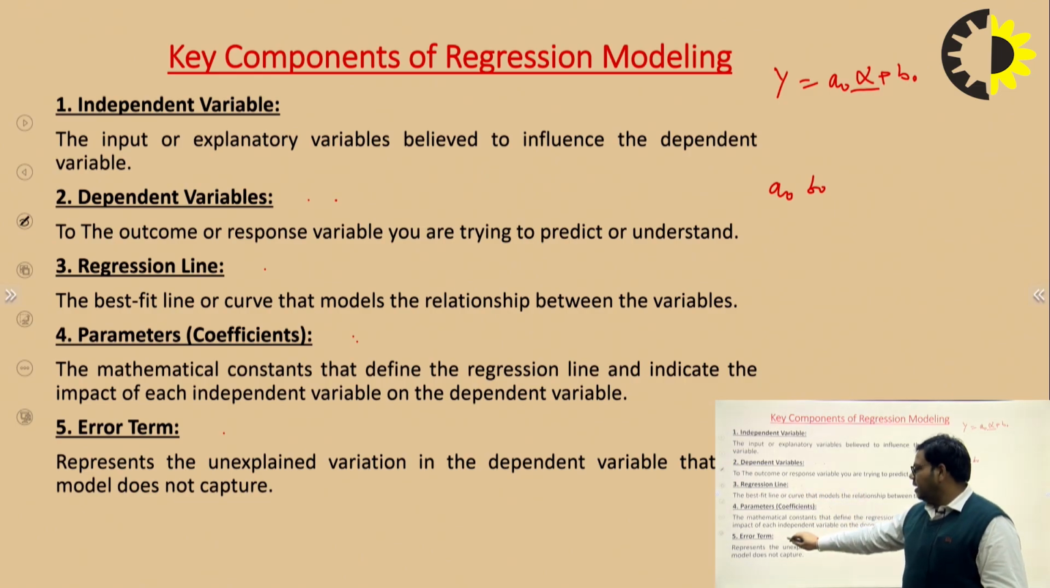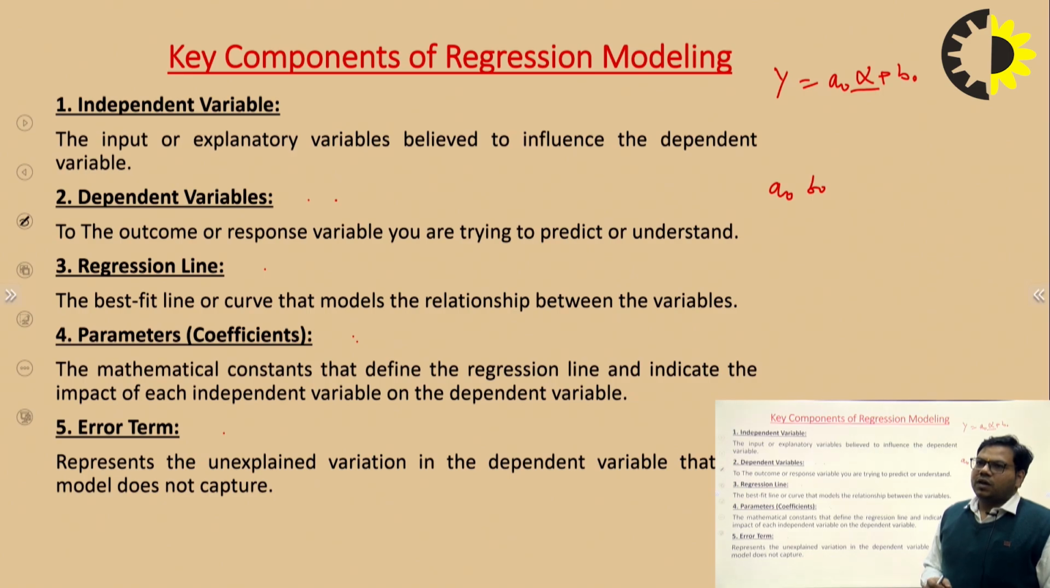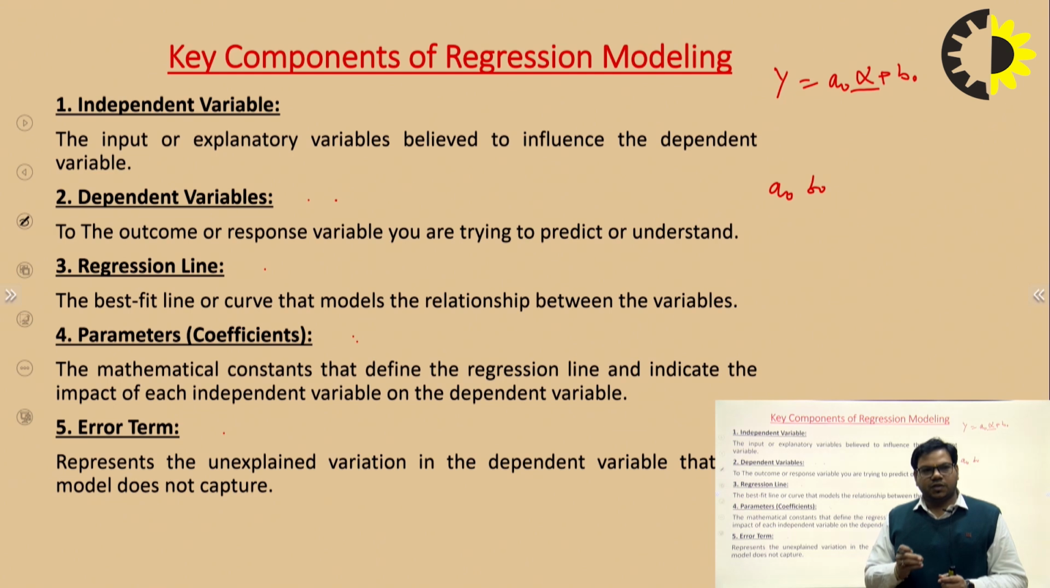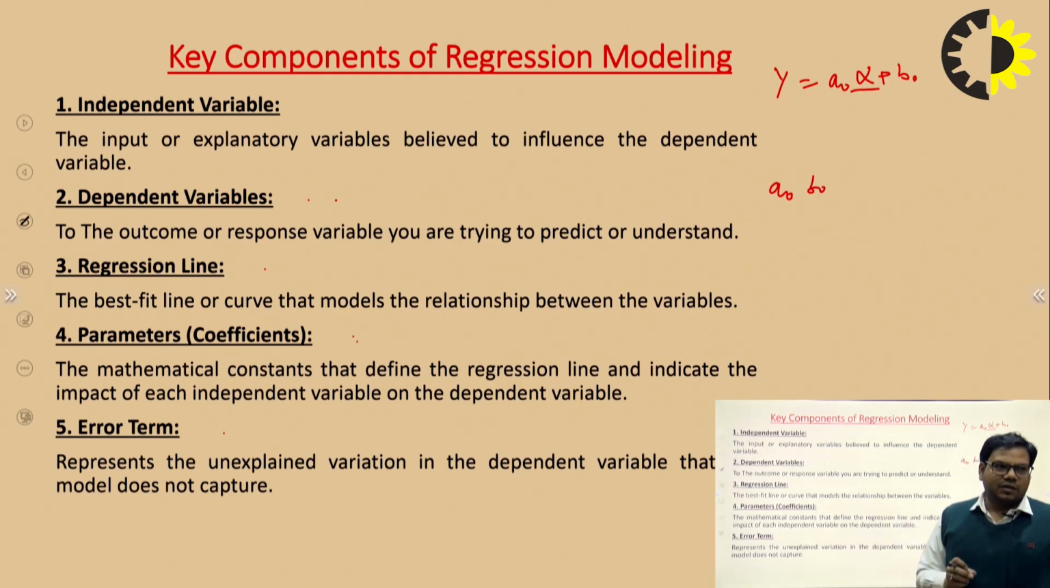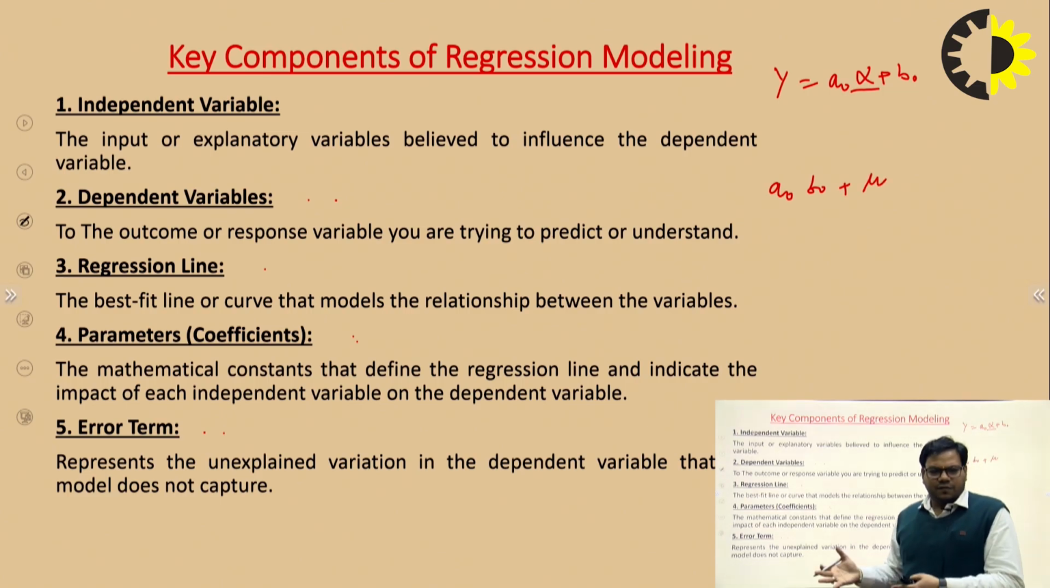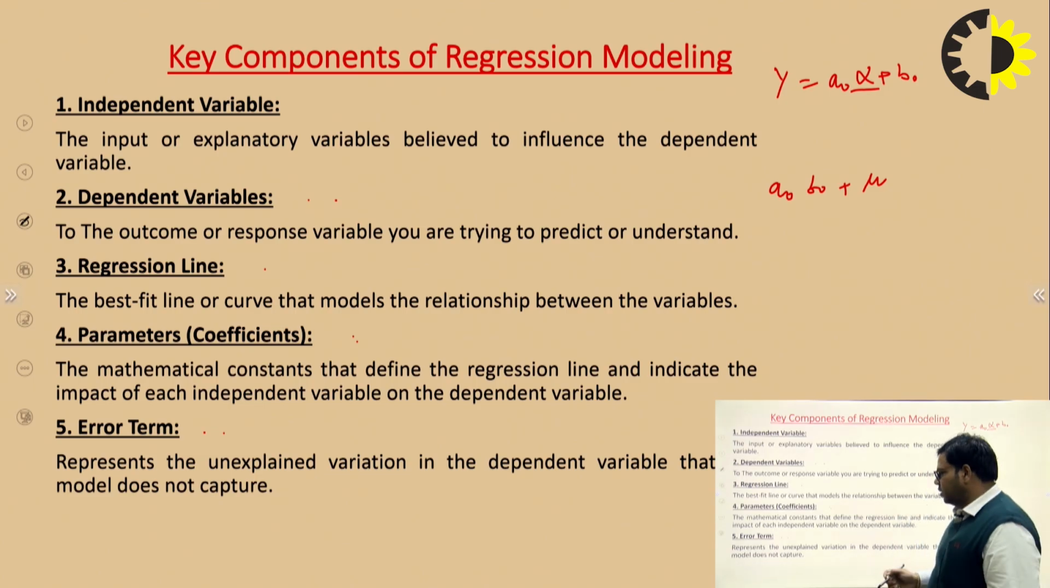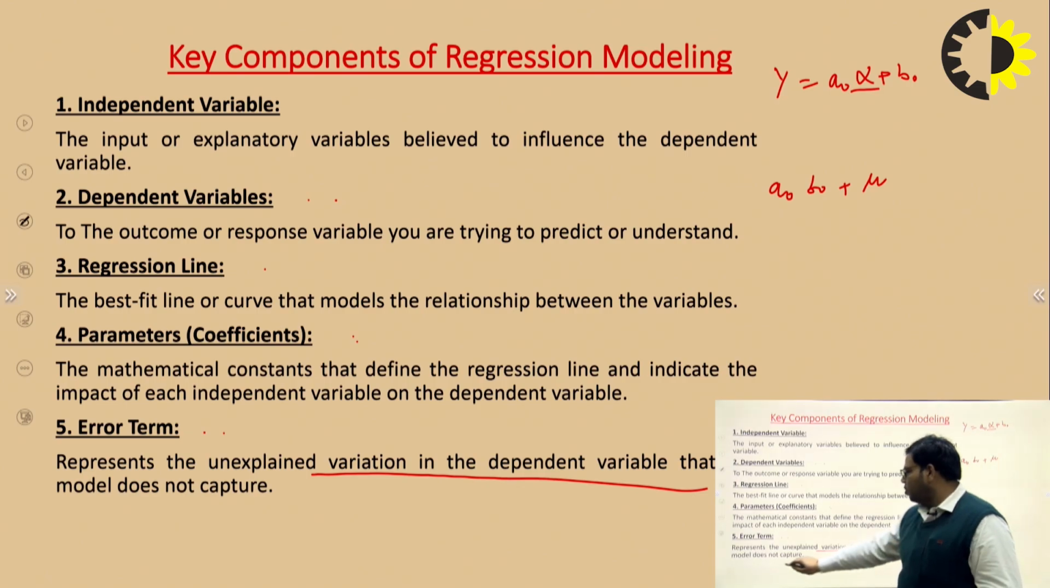And the last is the error term. If we make a mathematical model on the basis of the inputs, and on that basis predict new values, there could be some minor errors, which can be represented as the error term. We can generally denote it using u, or different notations in different scenarios. It represents the unexplained variation in the dependent variable that the model does not capture.